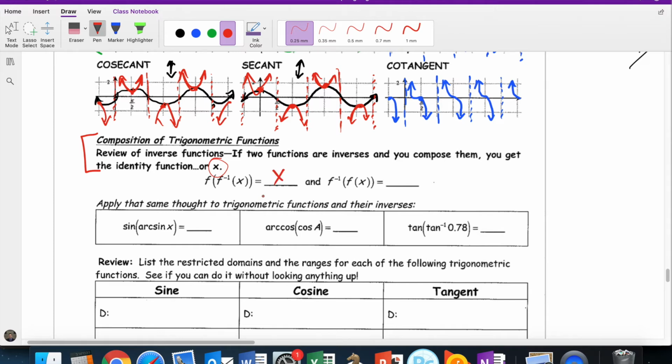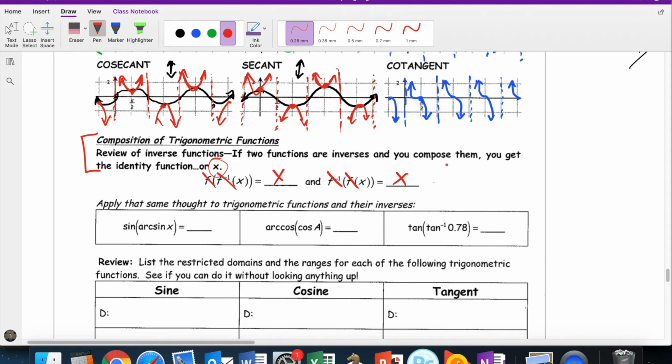Why? Yeah, an original function and its inverse will cancel each other out. What about this one? What's the answer? It's x as well. Why? Because the inverse function and the original function will cancel each other out.